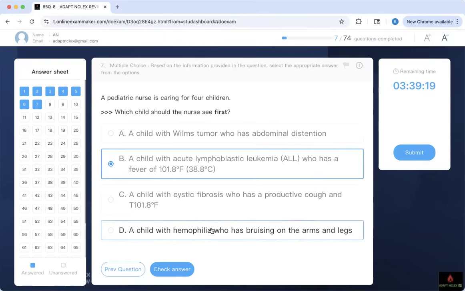Hemophilia, well, you bleed all the time, so you may have bruises on your extremities. There's nothing telling me you're bleeding into the joint. When I see bleeding into the joint, yeah, I'm worried about it. This is just bruising on your arms and legs. That's not a problem. 7 prioritization questions.